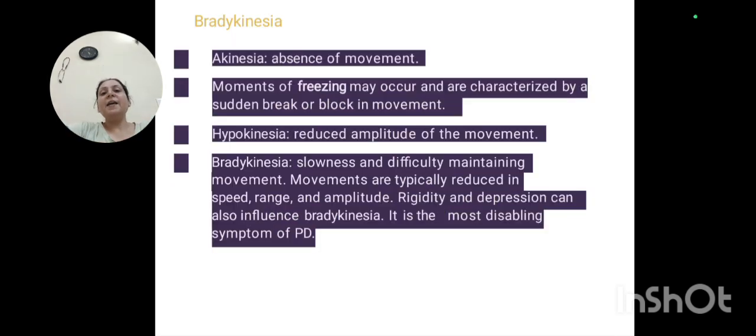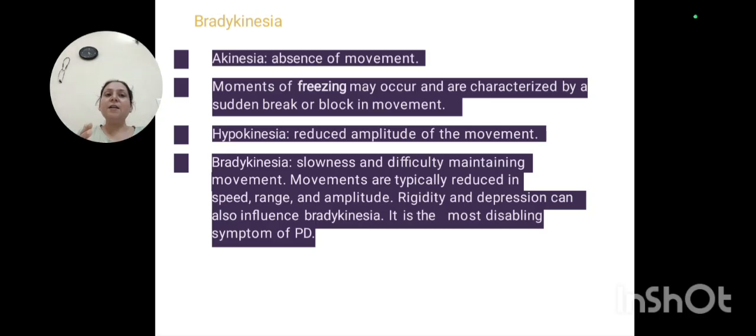The second thing is bradykinesia. Kinesia is movement and bradykinesia is slowness of movement. There are 2-3 terms also related to it, like akinesia, which is absence of movement. Hypokinesia is decreased amplitude of movement. Fine. And there is another term called freezing of movement.